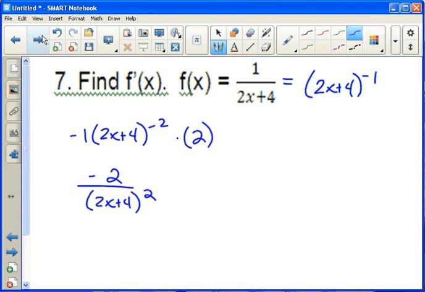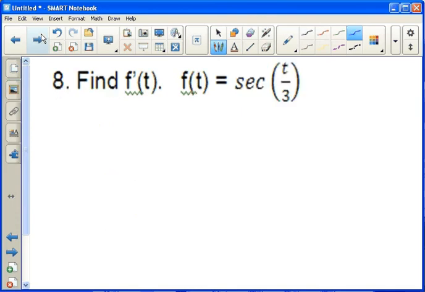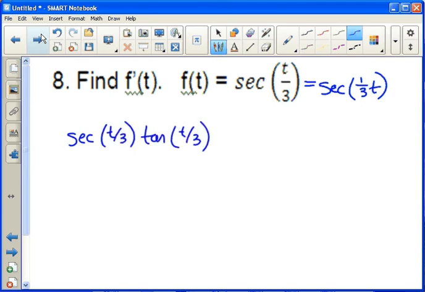Number 8, still taking the derivative. This is another chain rule problem. One thing that might help you, t over 3 is the same thing as 1/3 t. Think about it. Dividing by 3 is the same thing as multiplying by 1/3. Our outside function is the secant. So we take the derivative of secant, which is secant tangent. Notice I left the inside alone. I haven't changed it. Then we multiply by the derivative of the inside, which would just be 1/3. You can bring that 1/3 out front if you want. Pretty much the same thing either way.